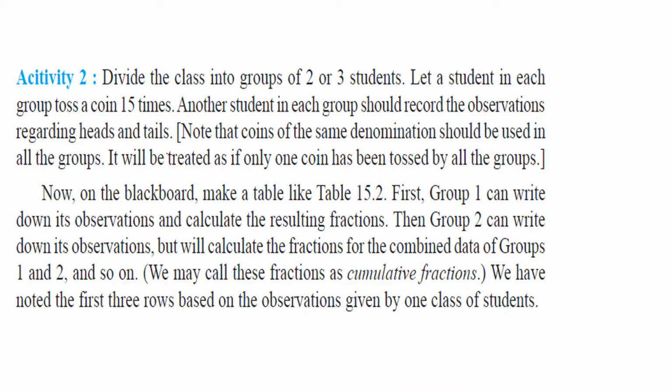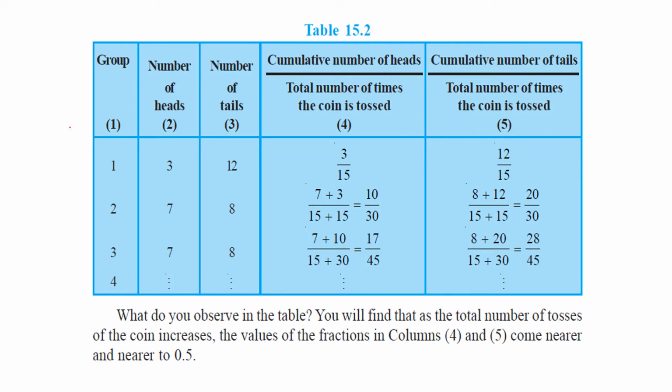Now you can do another activity. When we have a group, the number of heads is 3 and the number of tails is 12. Try to find the cumulative probability of head. This is 3 by 12 plus 3, that is 15, and the cumulative number of tails will be 12 by 15, total is 15.